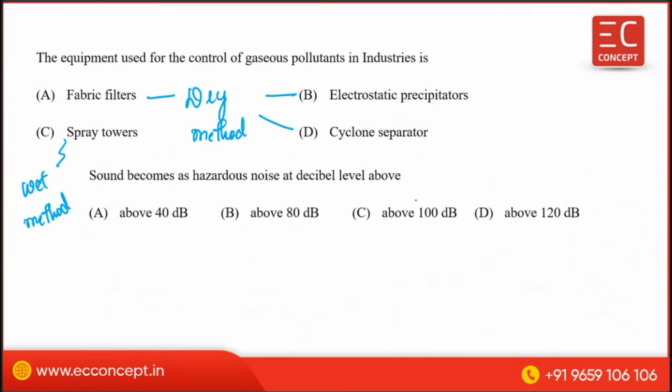So from the dry method, we can remove the particulate matter easily. But removing the gaseous pollutant is more efficient in the spray tower, that is, in the wet method than in the dry method. So the wet method is more efficient in removing gaseous pollutants than particulate matter, whereas the dry methods are more efficient in removing particulate matter than gaseous pollutants. So this is option C.